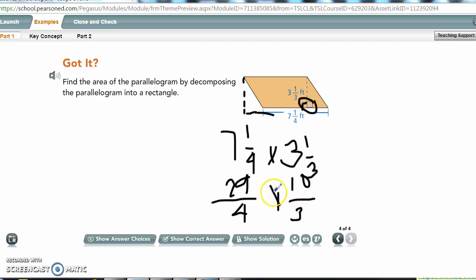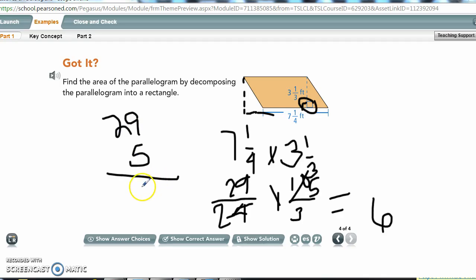I like to look at my angles and see if anything can come out of them. Well, this is an even number, so I'm going to take 2 out of that. 2 times 2 is 4. 10 divided by 2 is 5. So now I need to multiply straight across. 2 times 3 is 6. And I need to figure out what 29 times 5 is. So follow along with me. 9 times 5 is 45. Carry my 4. 2 times 5 is 10, plus 4 is 14. I get 145 over 6.